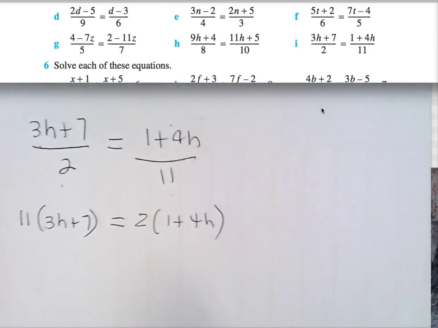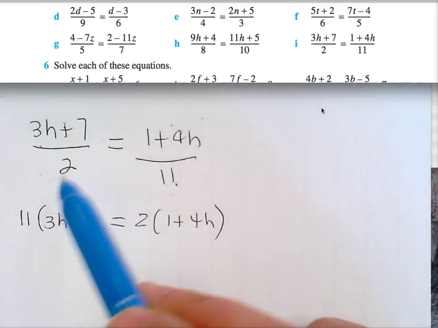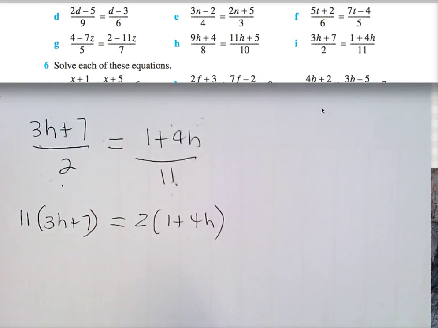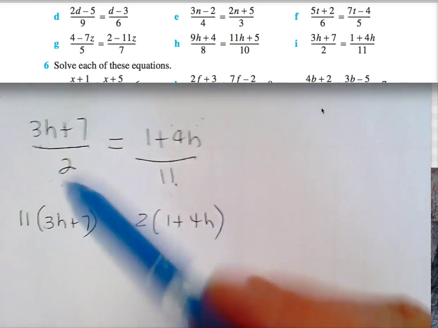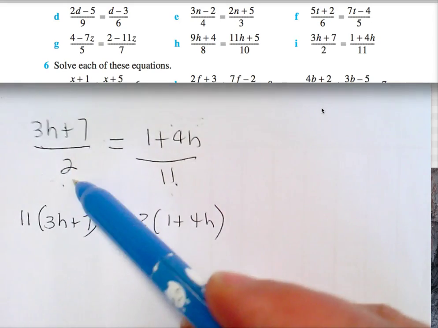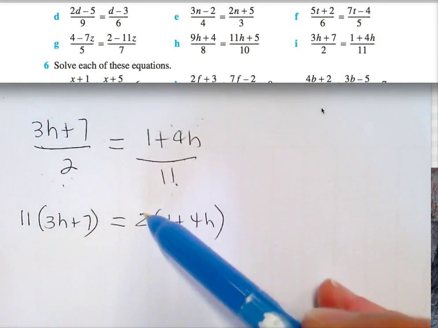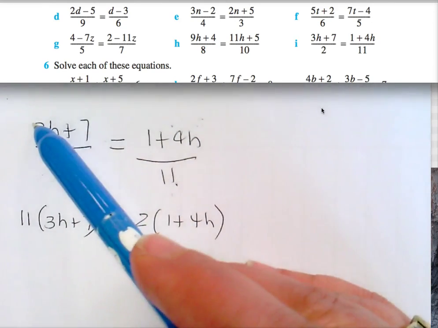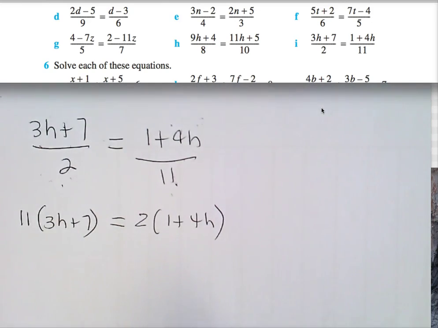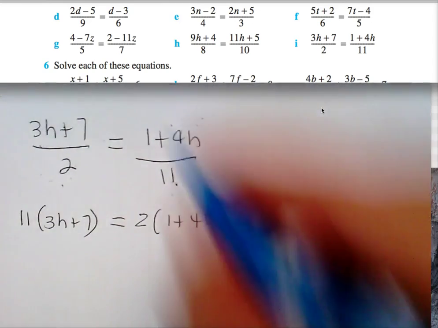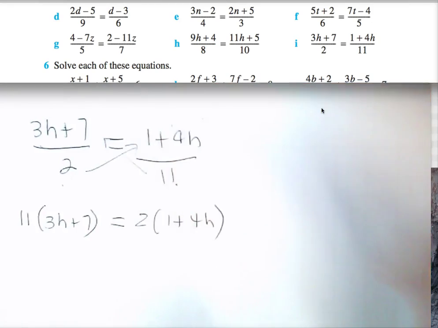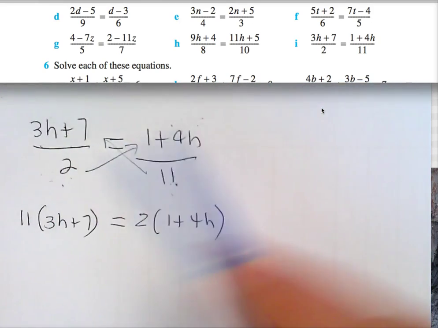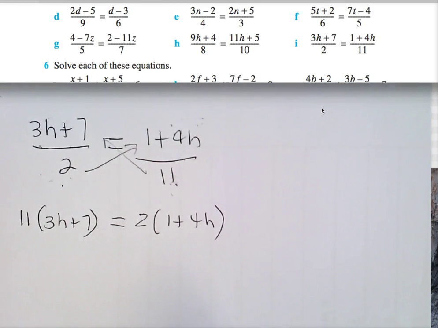Now, what does it look like I've done? It looks like I've just gone 11 times that equals 2 times that. Do you see what I've done? You're really undoing the divide by 2 with times by 2, undoing the divide by 11 with times 11, but it looks like I've just cross multiplied. It looks like I've gone 11 times that equals 2 times that. But girls, see how I've got fraction equals fraction with no bits added on.